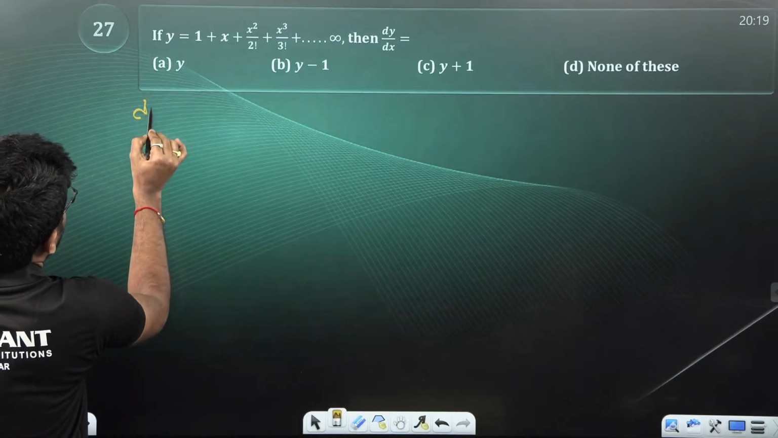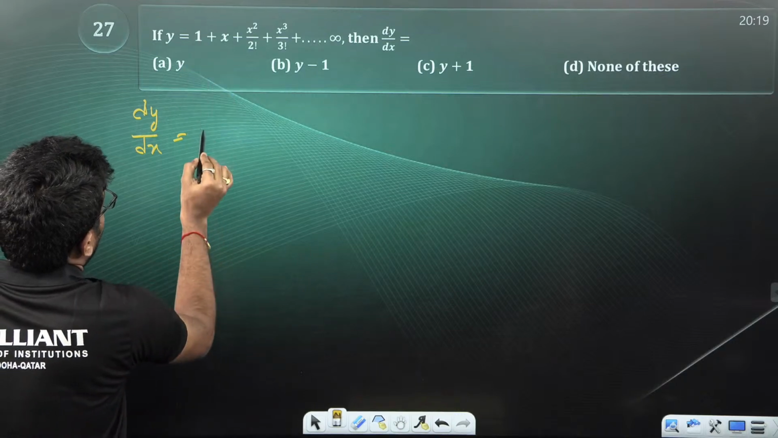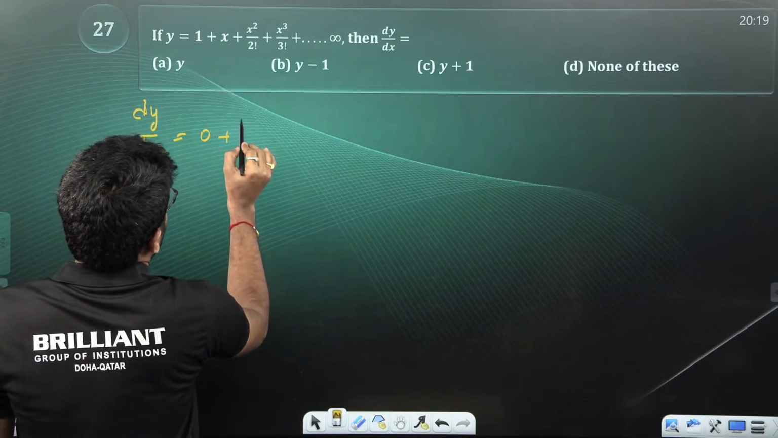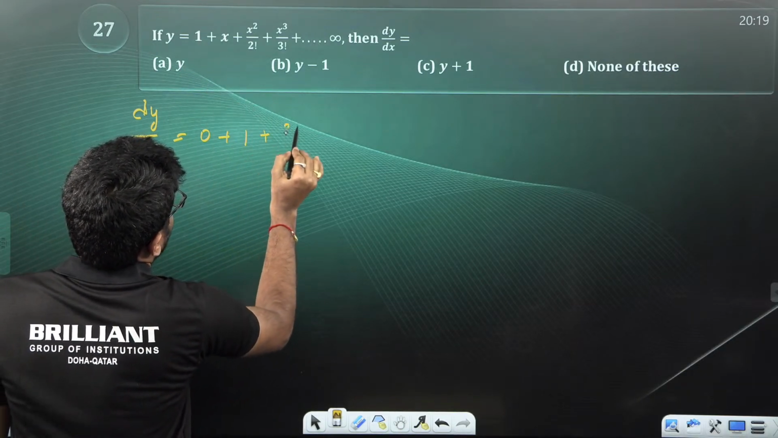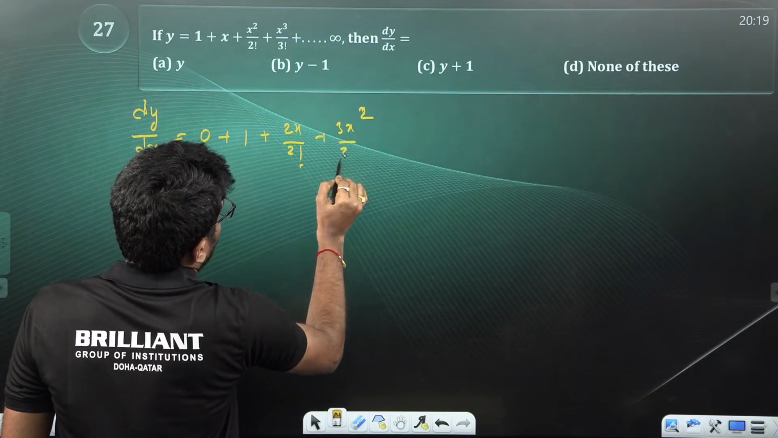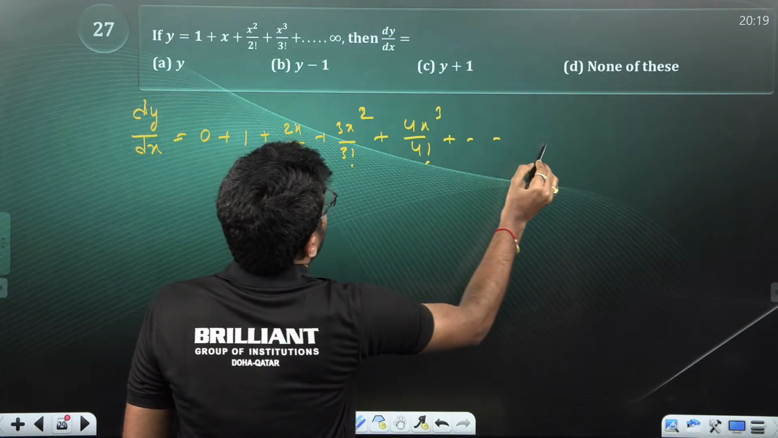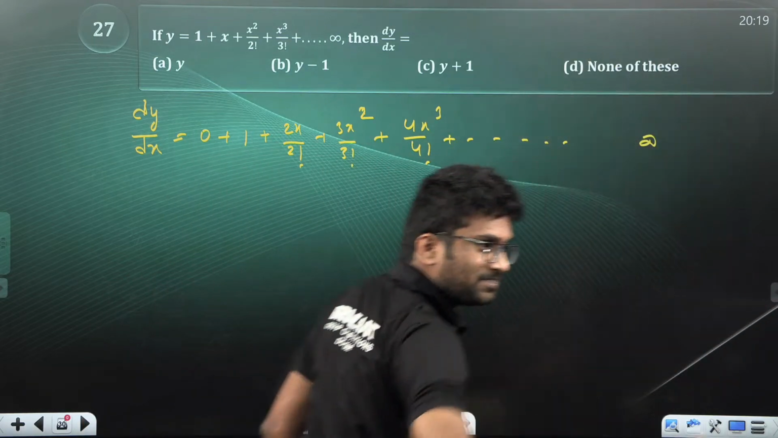See, guys, let's see. Find dy by dx. For 1 it is 0, plus x. d by dx of x is 1. This is 2x by 2 factorial. 3x square by 3 factorial. 4x cube by 4 factorial, and so on up to infinity.